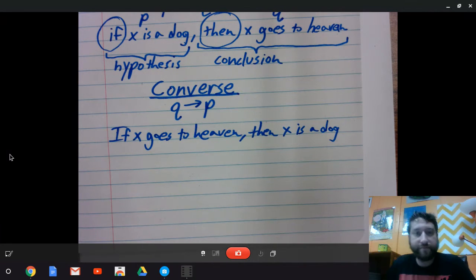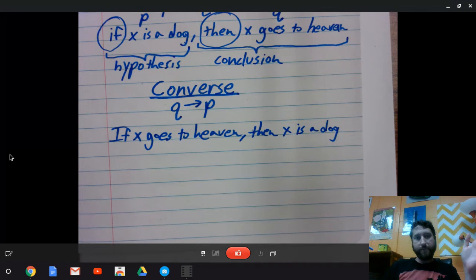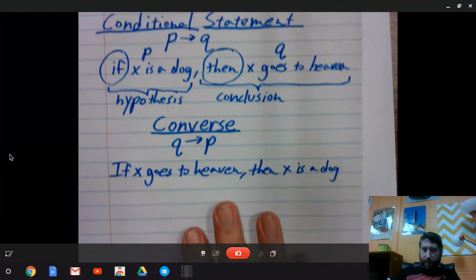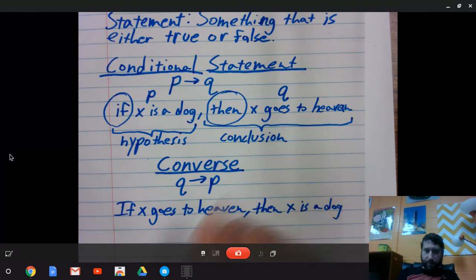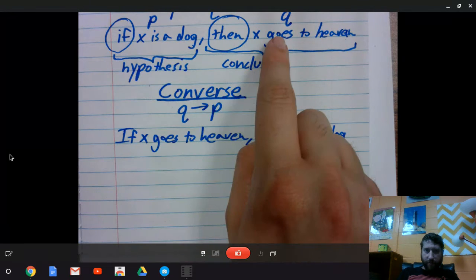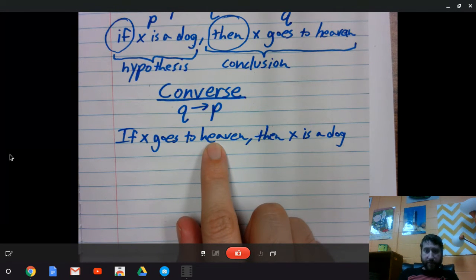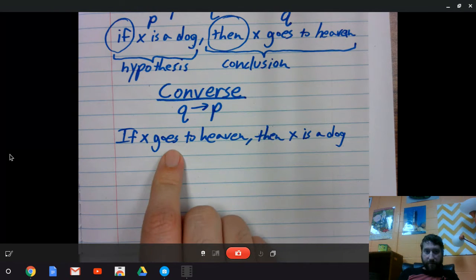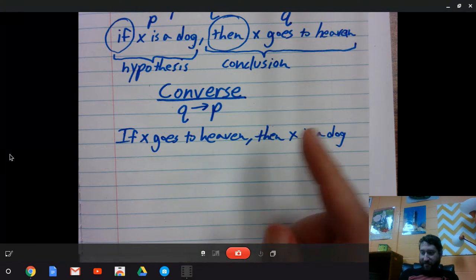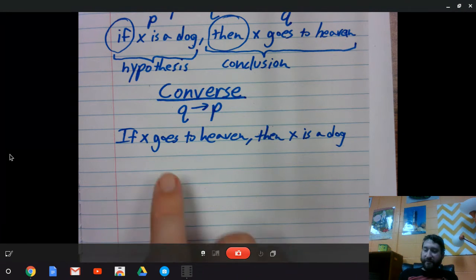All right, now let's think about this here. The converse says this. If X goes to heaven, then X is a dog. So anything that goes to heaven must be a dog. Does that make sense? Is that what our original conditional statement is saying? The original statement says that if X is a dog, then X goes to heaven. But if I take the converse, if I switch those two around, now I'm saying that anything that goes to heaven must be a dog. That's not what we were talking about here. All right, that means houses don't go to heaven, people don't go to heaven. I mean, depending on your religion. But I'm just using the conventional Judeo-Christian version of heaven here.